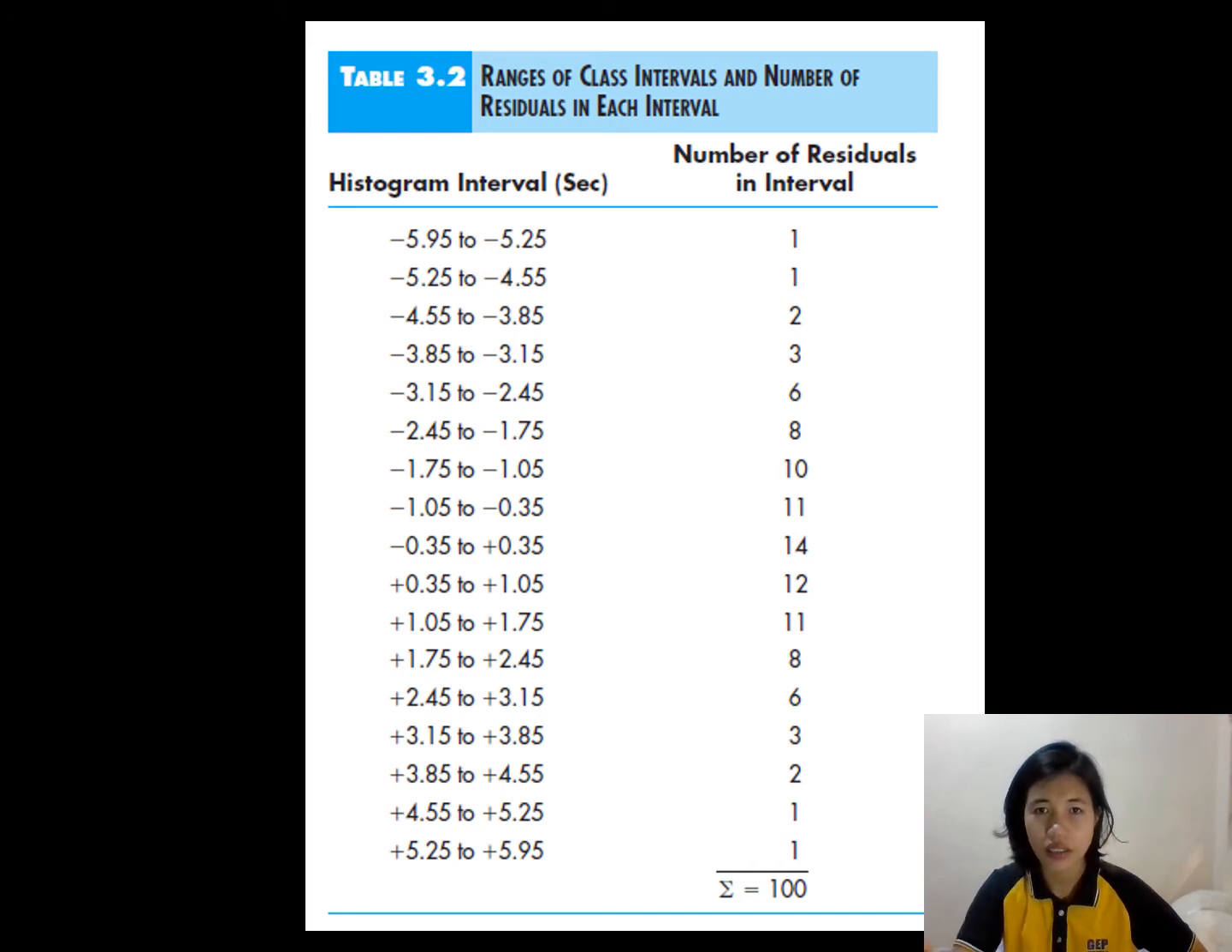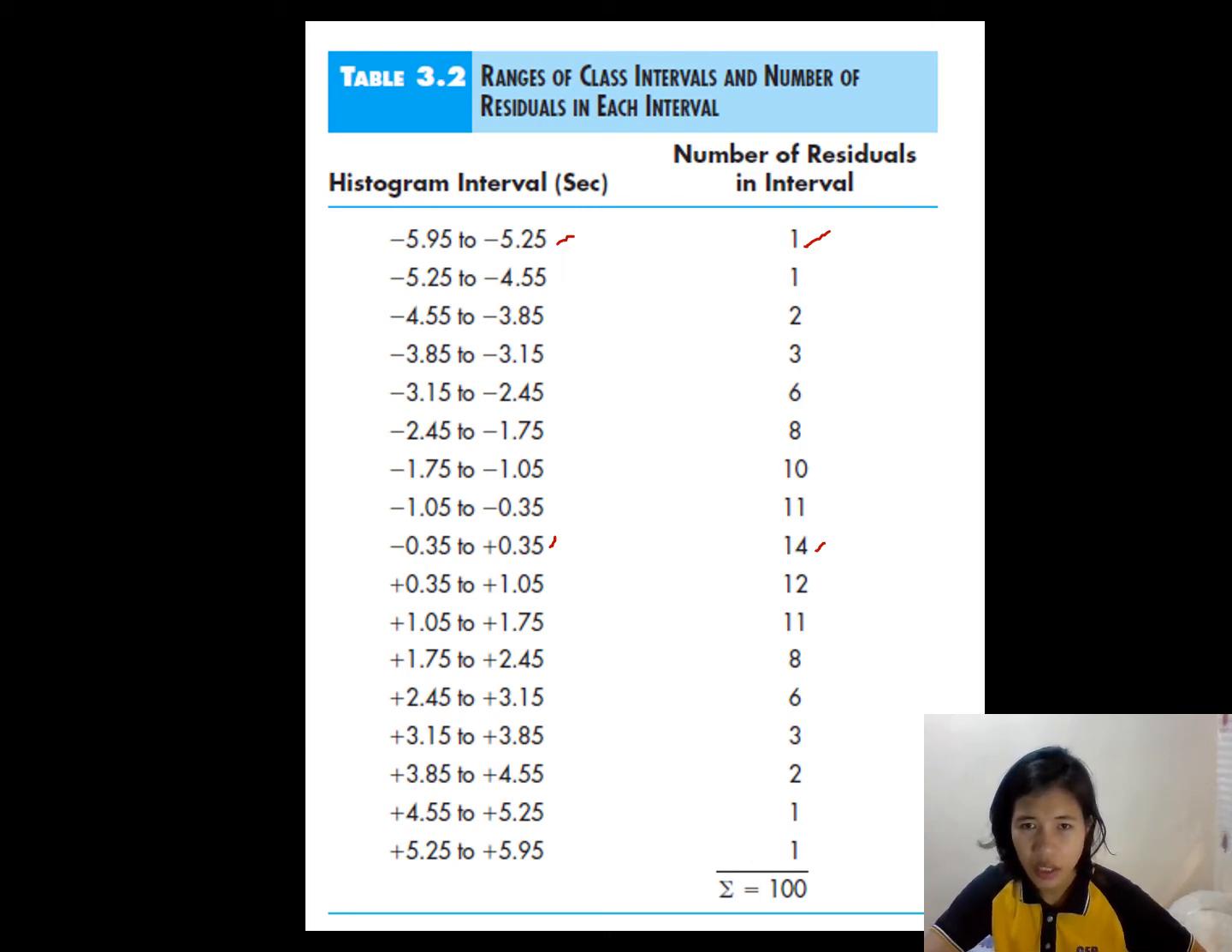So, this is the range of class intervals and the number of residuals in each interval. So, napapansin nyo, we have here the number of observations na na-fall within this value, which is negative 5.95 to negative 5.25. So, isang repetition lang ang na-fall. Next naman, we have here, for example, sa negative 0.35 to positive 0.35, which means medyo accurate na yung data. So, mas marami yung ating nafo-fall na repetition.